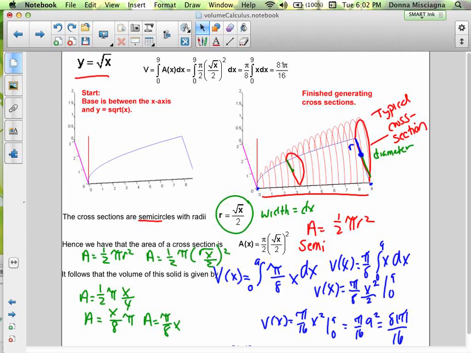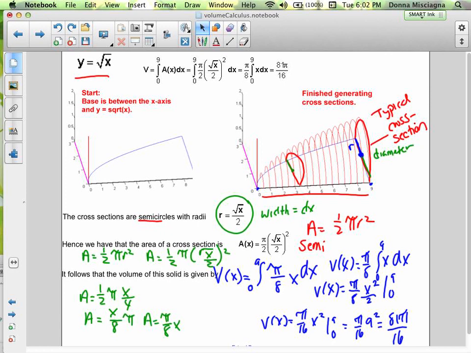It's a little bit different problem than the other one. The other one, you notice, went below the function, and so we kind of created this bullet shape. This one is different. It's a flat bottom with a rounded top. The width is dx. That's the width of each little piece. So the area of a cross section is going to be 1/2 pi r squared. We just replace the radius with what it is. The radius is the square root of x divided by 2. It's halfway, because the whole thing is going to be a diameter. There's nothing below there, right? So the square root of x is the bottom, and the semicircle is on top of it.